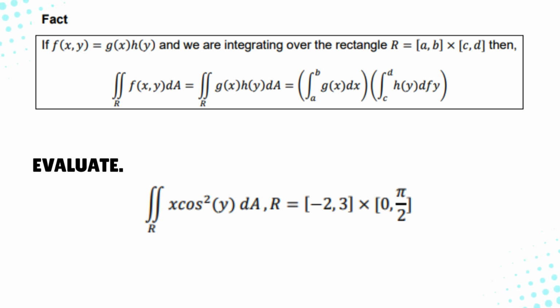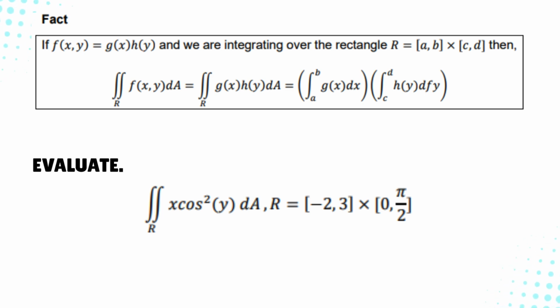Here's an important fact about double integrals. If f of x and y can be written as g of x times h of y, that is, the function separates into an x part and a y part, and if we are integrating over a rectangle R equals [a, b] times [c, d], then the double integral splits into a product of two single integrals.